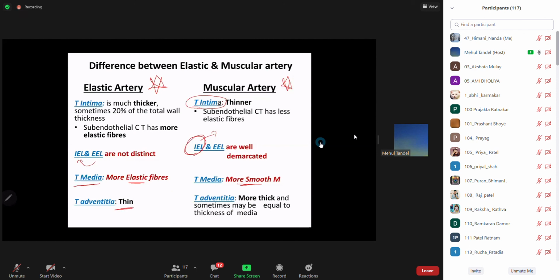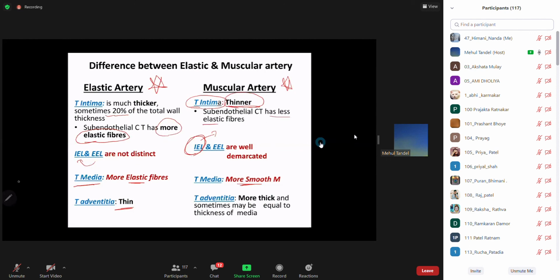Okay, so remember the tunica intima of an elastic artery is much thicker, sometimes 20% of the total wall thickness, and the subendothelial connective tissue contains more elastic fiber. In an elastic artery, it contains more elastic fiber as compared to a muscular artery. While in a muscular artery, the intima is thinner and the subendothelial connective tissue content is less.